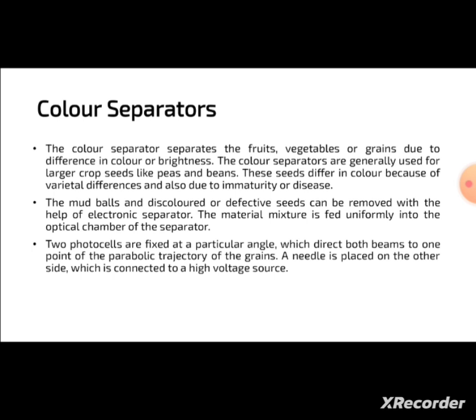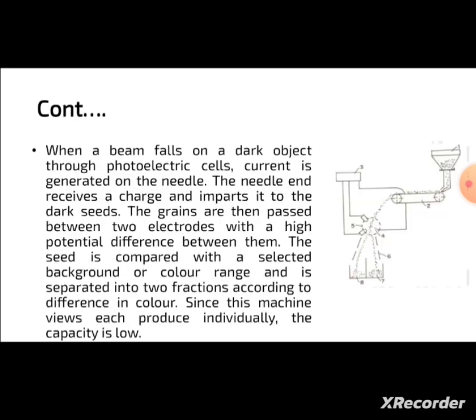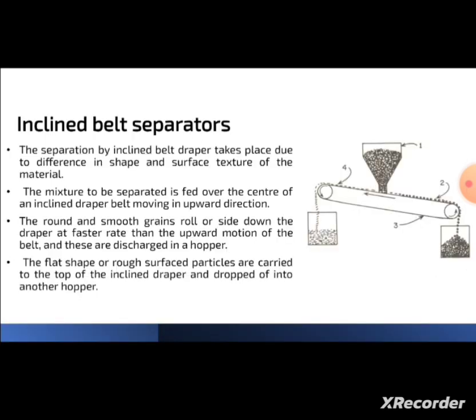This takes place by means of two photoelectric cells. The current will be generated on the needle, so the color will be compared with a dark object through photoelectric cells. Based on the differences in color, the electric field will be followed, and separation will be done in two fractions according to the difference in colors. Since this machine views each produce individually, the capacity will be lower.